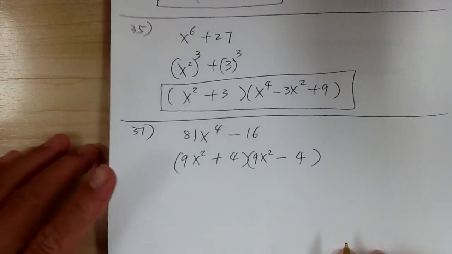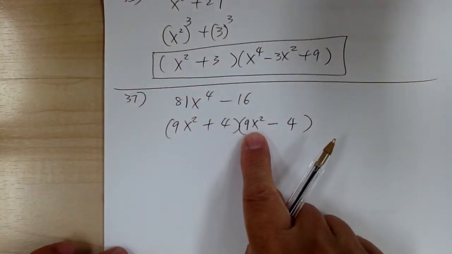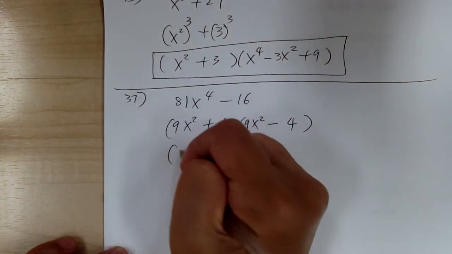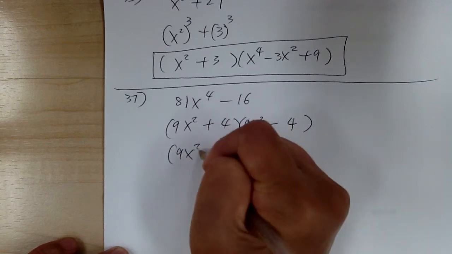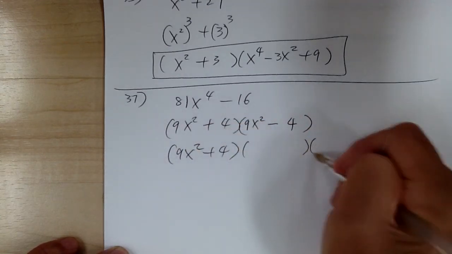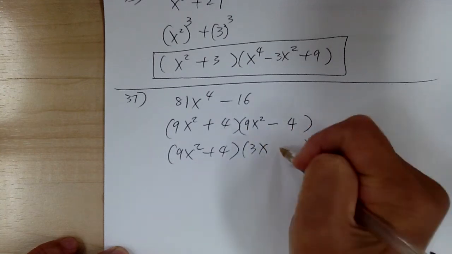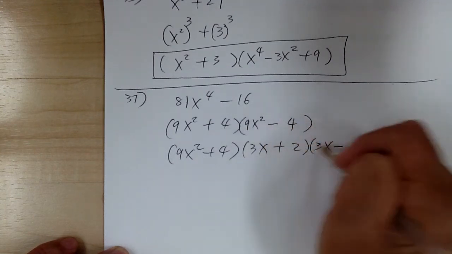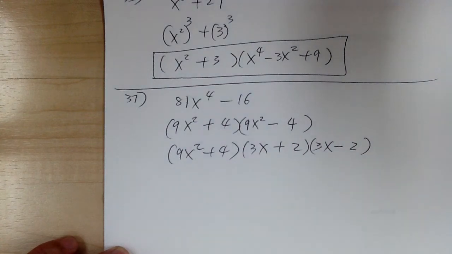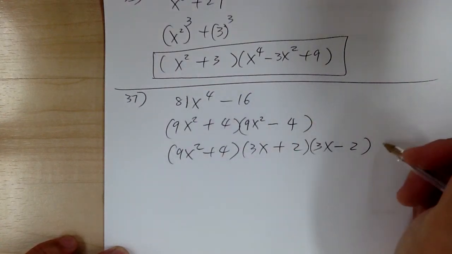Okay, but you have to double check. Notice there's a difference of squares again. So leave the first one alone. Okay, leave this one alone. But this one you can factor again. So you're going to get 3x plus minus 2. Okay, and then after that, that's it.